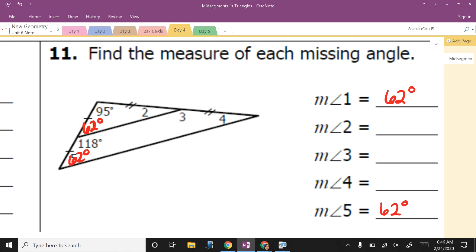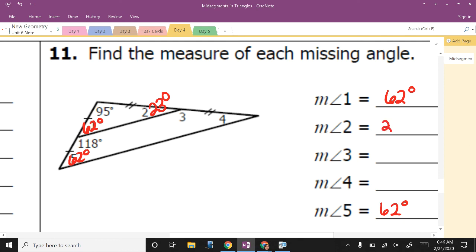How can we find the measure of angle 2? Did we already find that? Yep. How do we find the measure of angle 2? 62 and 95. So 95 plus 62. I cannot count. 95 plus 62, I got that equals 157. And then what do I do? Subtract it from 180. 180 minus 157 is how much? 23. So angle 2 is 23 degrees.